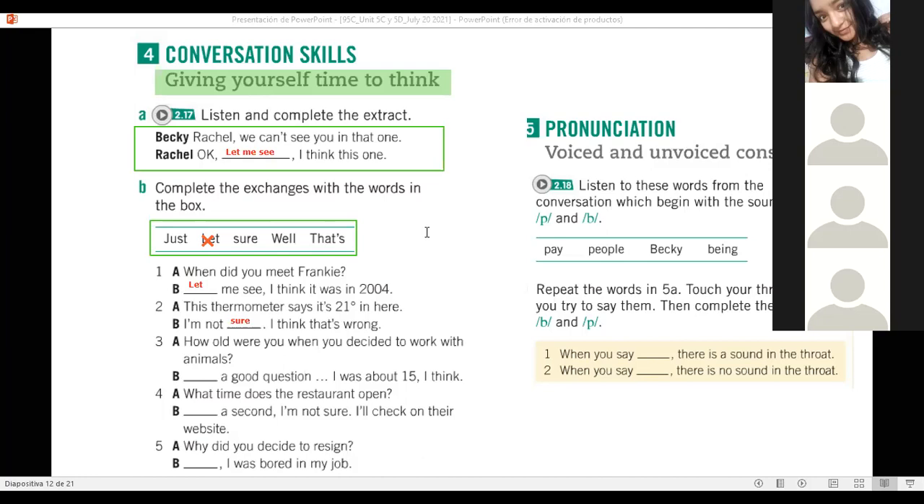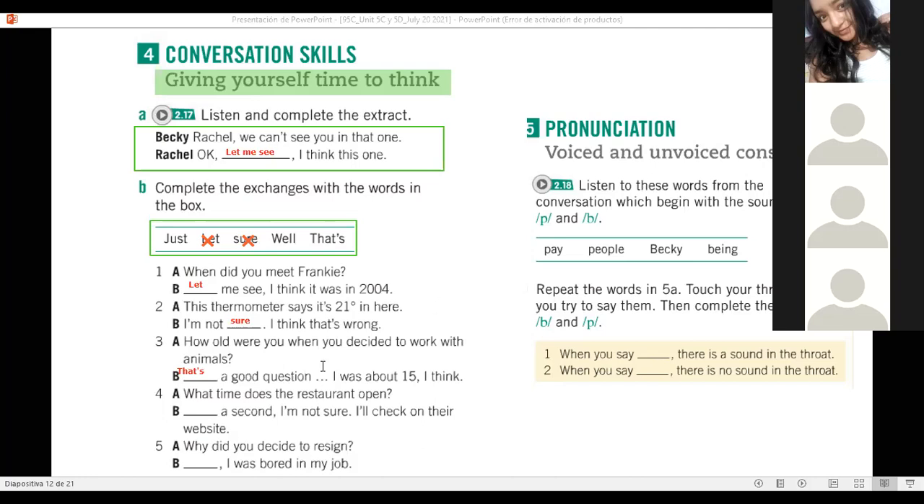Okay, thank you. Can you help me with number 3, please? Erika Joanna, could you help me with completing number 3? Sure, teacher. That's a good question. I was about 15, I think. Yes. So here we have, how old were you when you decided to work with animals? ¿Qué edad tenías cuando decidiste trabajar con los animales? That's a good question. Esa es una buena pregunta. I was about 15, I think. Creo que tenía 15, ¿no?